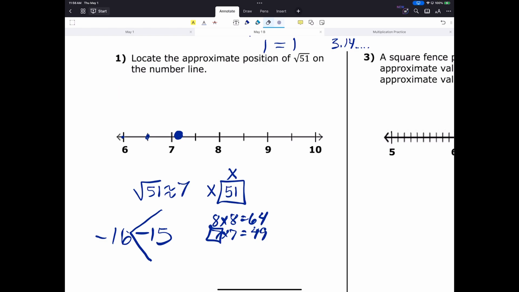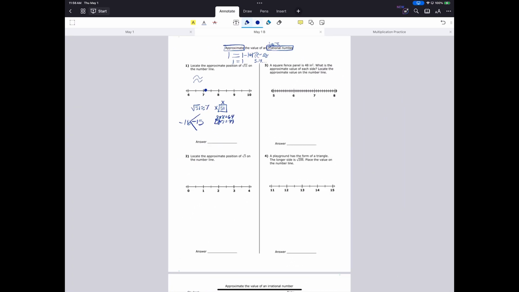So for number 1, the answer is going to be, let me erase those two, 7 and a little more, right? Remember, we're looking at the approximated value. So we don't have to know the actual value as long as we know more or less what the answer is. So that would be the answer for problem number 1. It's 7 and a little bit more. Okay, that one's easy. Let's go on to number 2.